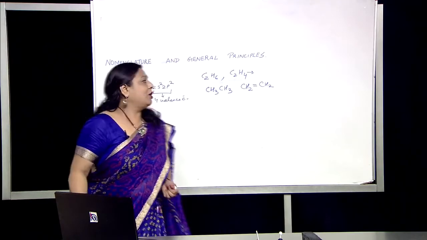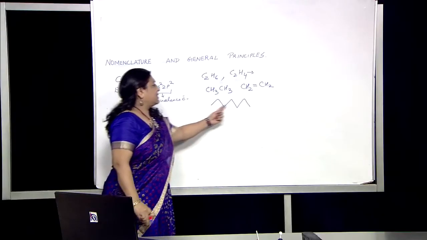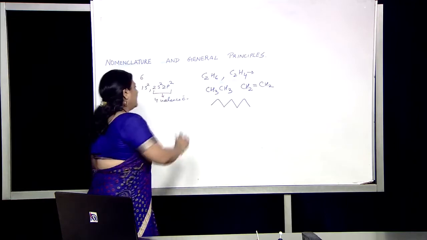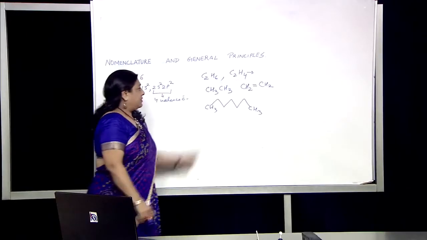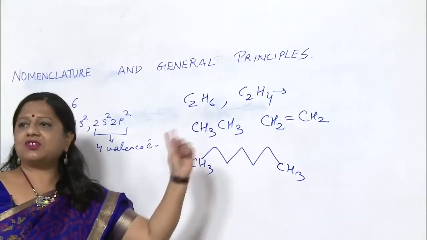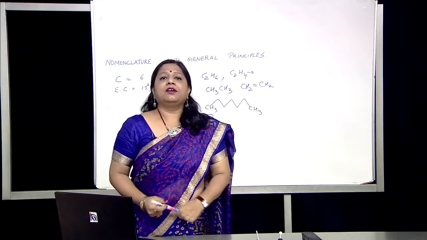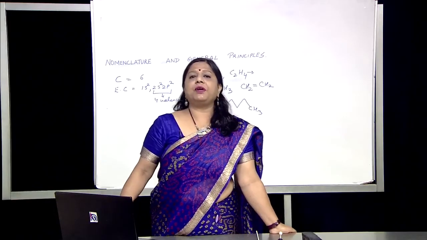Another form is the bond line form, where you represent the molecule in a zigzag manner. This means you are not showing any of the atoms, just the lines. The terminal positions are always occupied by CH3 and the peaks are occupied by carbon. From these structures, you can write the name of the compound. For example, 3-methyl octane can be represented in various forms: CH3, CH2, CH, with 1 methyl group on the CH, and 8 carbon atoms in a straight chain. This is one way to represent a molecule of 3-methyl octane.